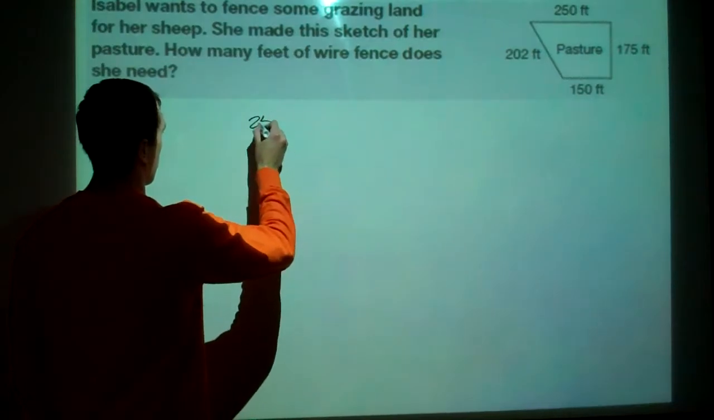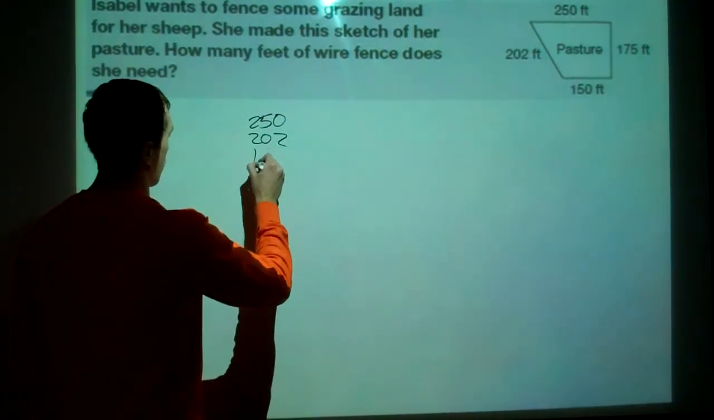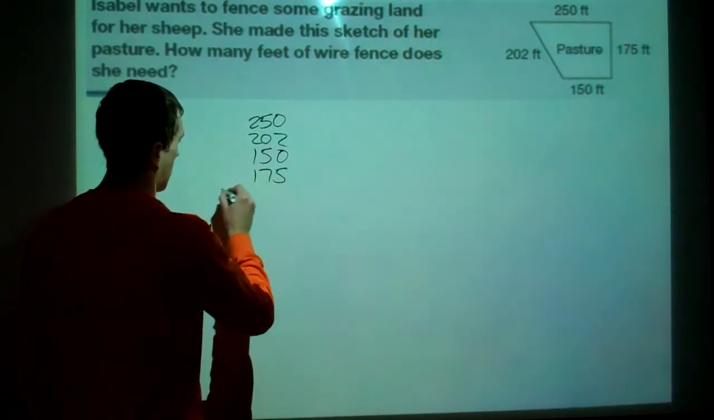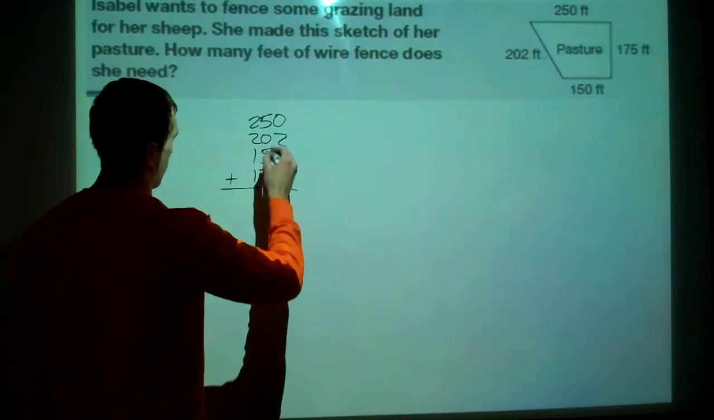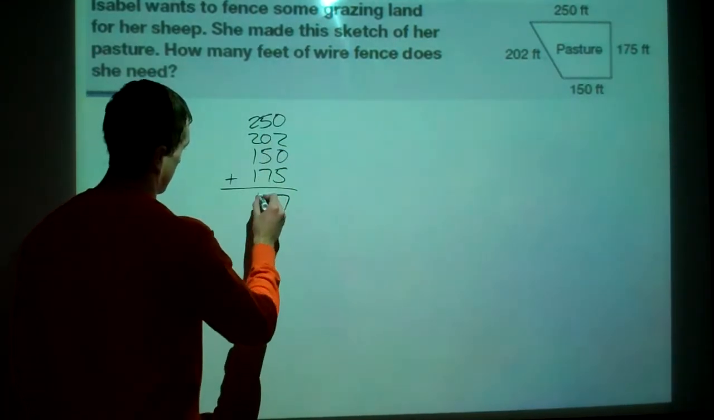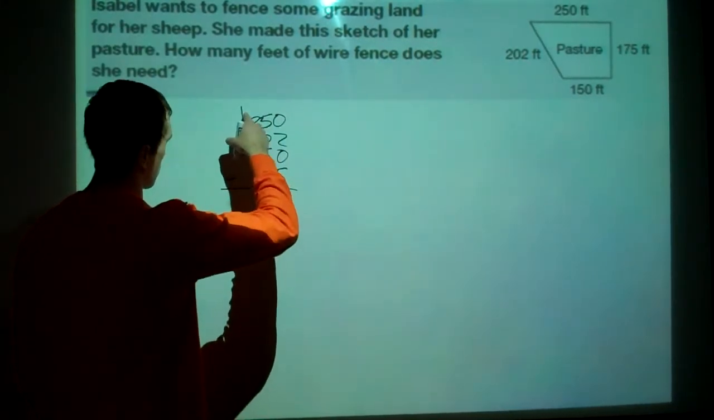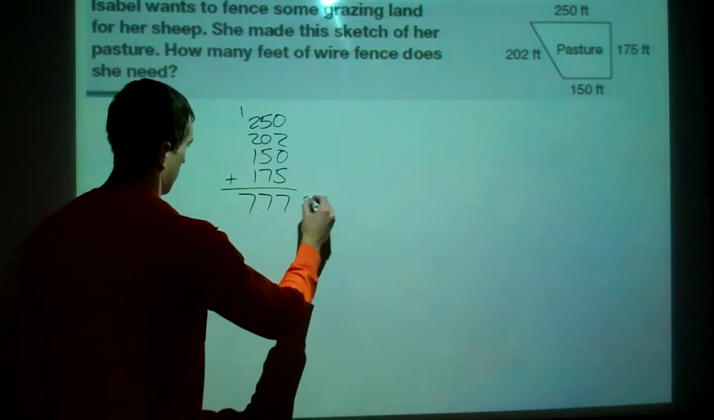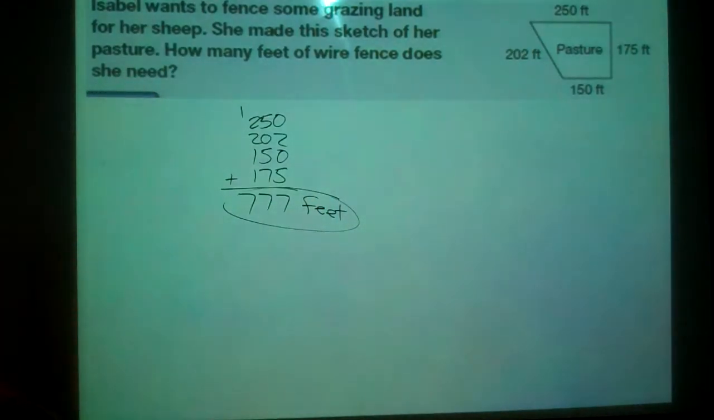So 250, 202, 150, and 175. Add all those up. 5 plus 2 is 7. 5 plus 5 is 10, plus 7 is 17. Carry our 1. 2 plus 2, 4, plus 1, 5, plus 2, 7. 777 feet. That's how much fence we should need.